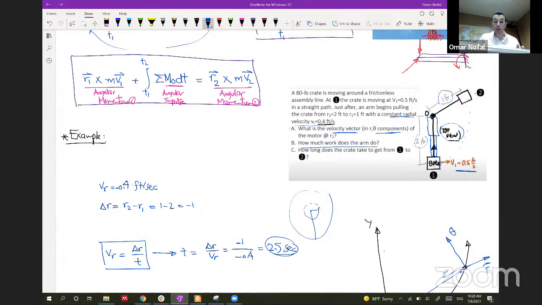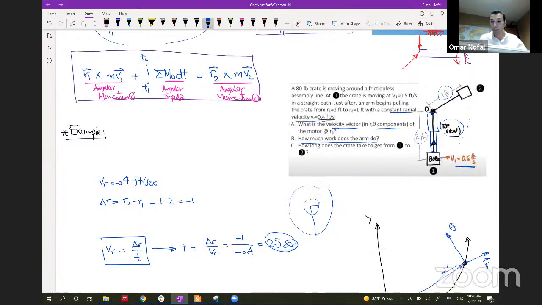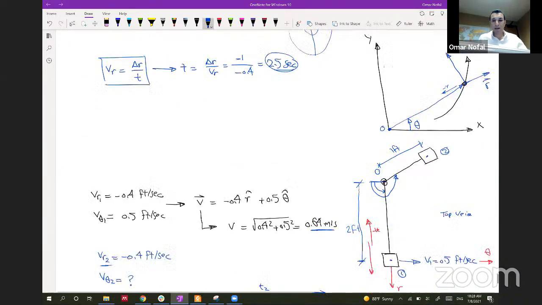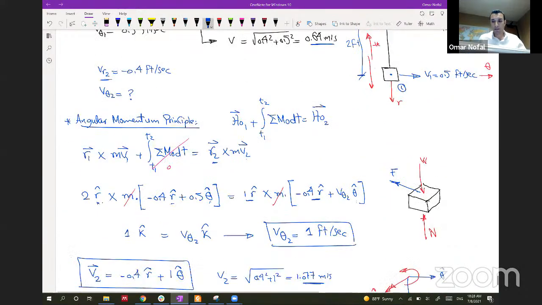So this is how much time it takes the body to go from 1 to 2, and this is the easiest way, because we don't know the theta, how much change in the theta, so we cannot go this way, but we know how much change in the R direction. All right, so does anybody have any question about this problem?